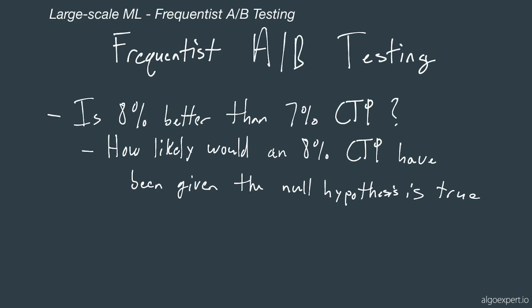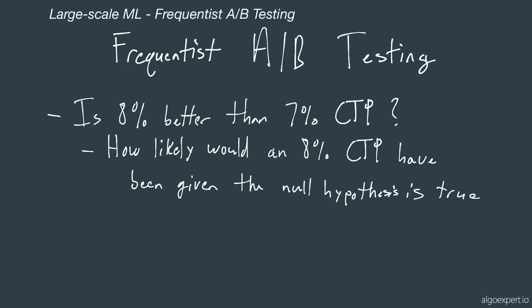So the real question that we want to answer is how likely would an 8% click-through probability have been given that the null hypothesis is true? Remember that the null hypothesis being true would mean that there is no difference between control and treatment. So this is effectively saying how likely would it have been to measure an 8% click-through probability in the treatment group given that there was no significant difference between control and treatment.